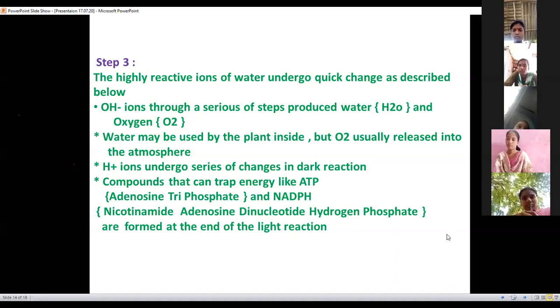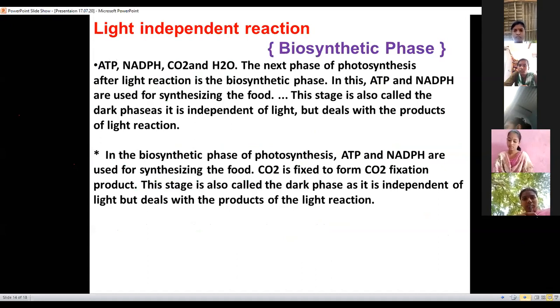The next topic is the light-independent reaction. Next slide. This is also called the biosynthetic phase.